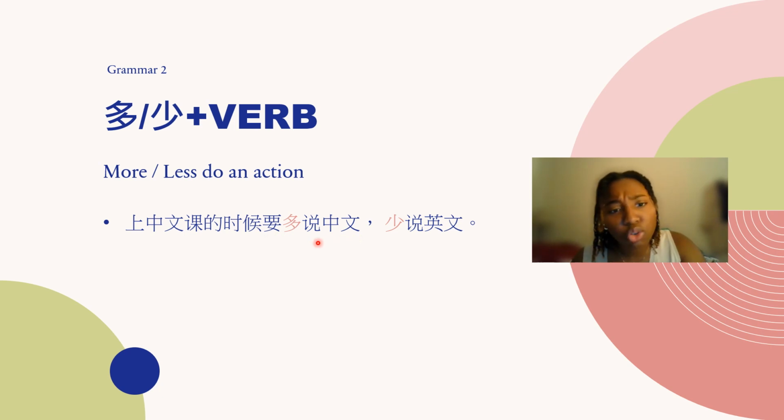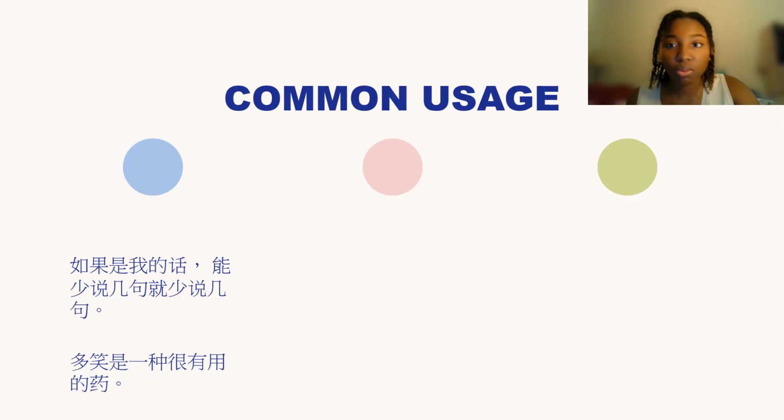Not just 你要说中文, yeah, of course. 你要多说中文，少说英文. So more speak Chinese, less speak English. And in this situation, it sort of introduces a comparison, like comparatively speak more of Chinese and comparatively less of English.